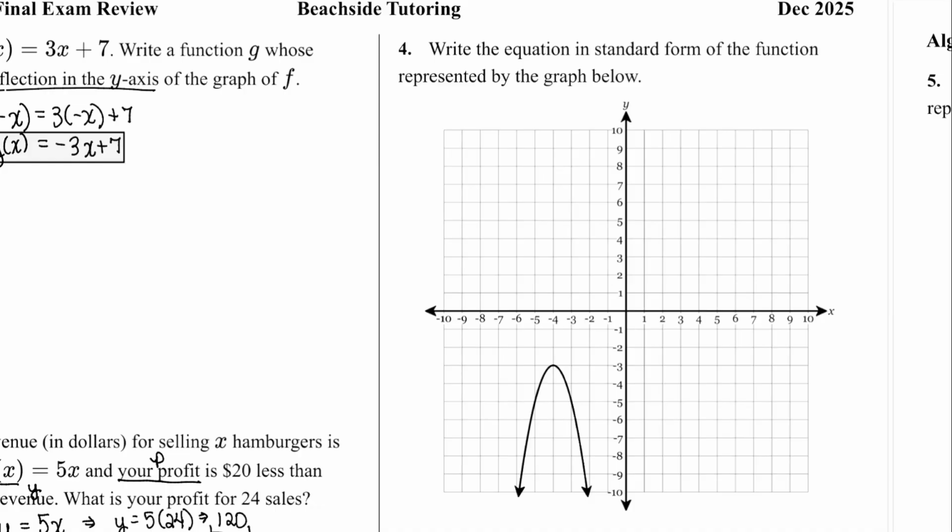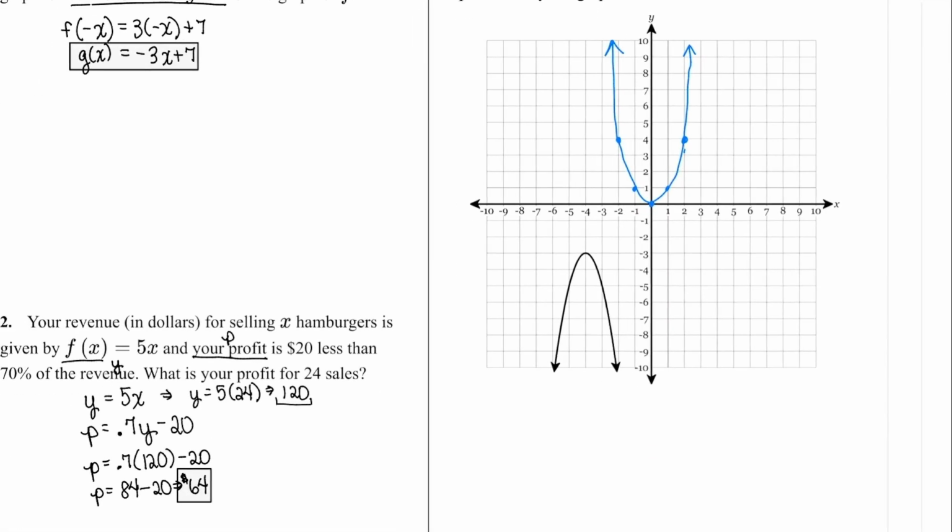Number 4, write the equation in standard form of the function represented by the graph below. Well, we know that the parent function is a squared function, so we can go ahead and just plot the general points for that. Okay, and it's going to look something like this. So the transformation between the blue graph and the black graph, we know that it's reflected about the x-axis, because it's down. So now, if we just do the transformation of the reflection, it's going to look something like this.